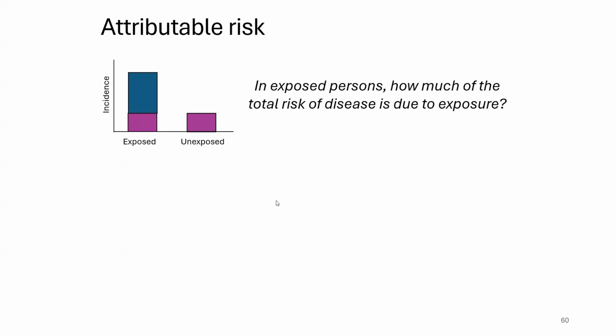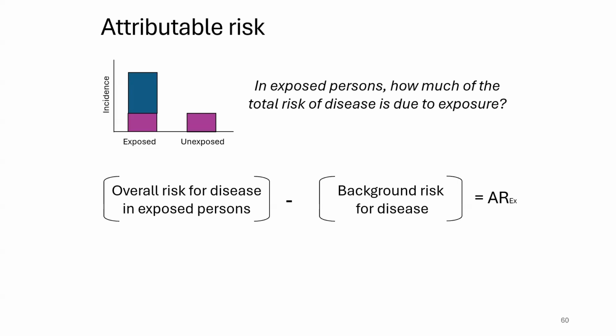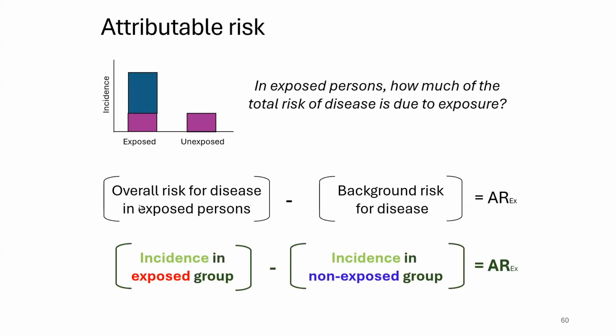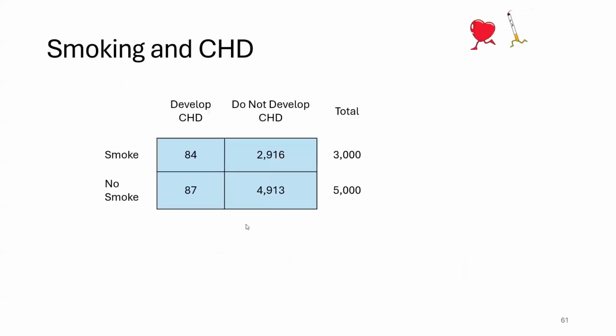So to answer the question of how to calculate it, what we're looking for is taking the overall risk for disease in that exposed population and subtracting the background risk. So we're taking this whole thing in the exposed group and subtracting this purple part. So taking the incidence in the exposed group minus the incidence in the non-exposed group to get the attributable risk. So simple subtraction. Conceptually, it's a little bit more challenging to wrap your head around.